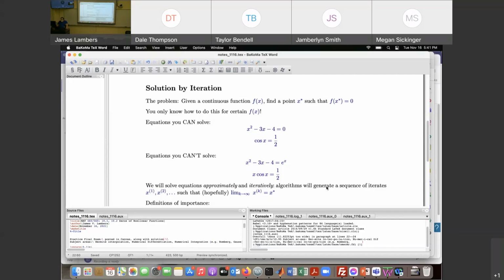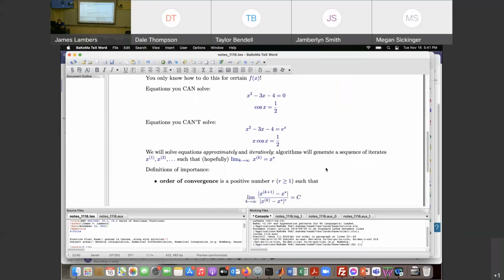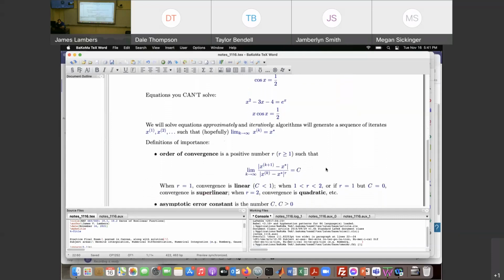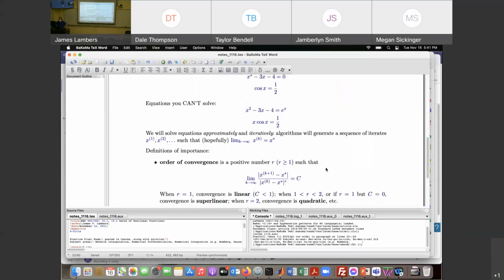Now, there are 4 methods in total that I'm going to show you. So just one of them today. But first we need to talk about some general concepts related to root finding that will be helpful in understanding all of the methods. So the first one is order of convergence.